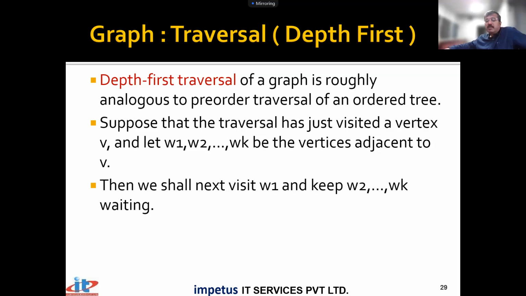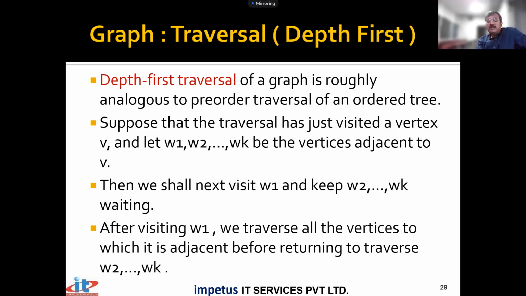Then we shall visit W1 and keep W2 to Wk waiting. The rest of the W will be kept waiting. Now when I say waiting, what are we going to do? The vertices that we get adjacent to W1, we will visit those, and the rest remain waiting. After visiting W1, we traverse all the vertices which are adjacent before returning to traverse W2 to Wk. W2 and the remaining ones will be traversed later.